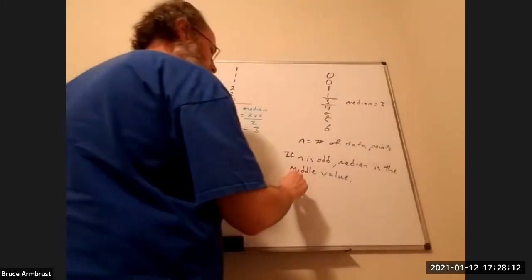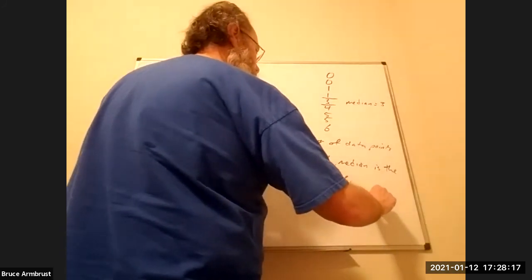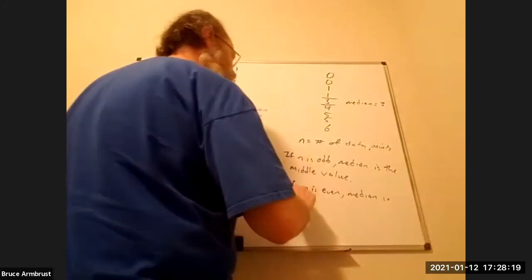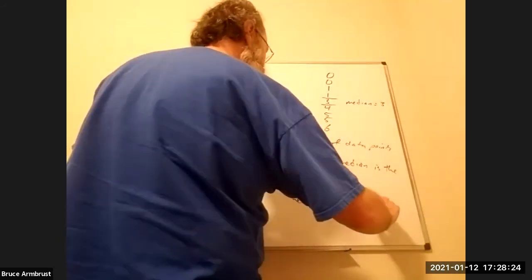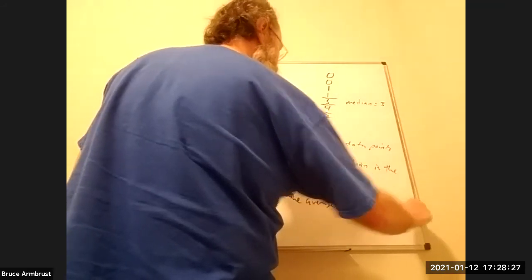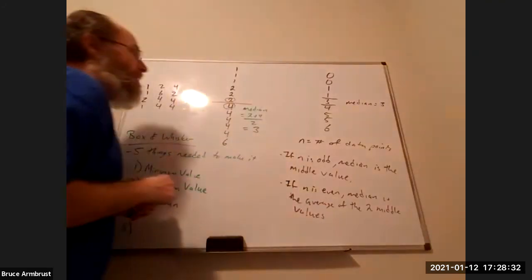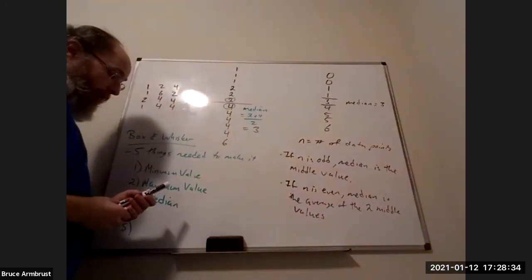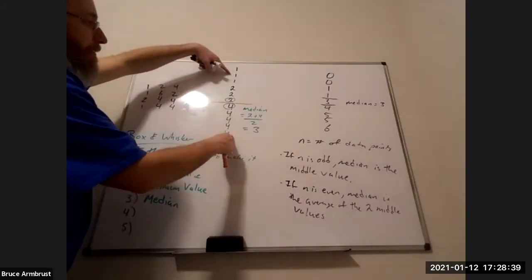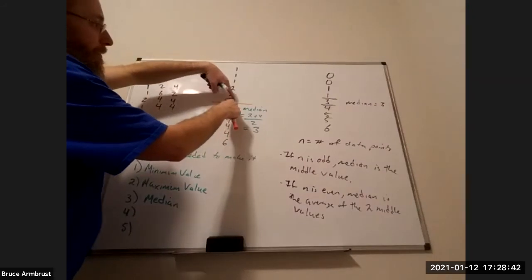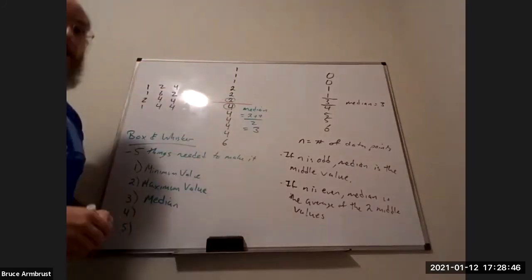If n is even, the median is the average of the 2 middle values. And that's what happened here, right? The 2 middle values, if we just start counting from the outside and working our way in, we get to these 2 middle values. You take the average of them, and that's how you get your median.